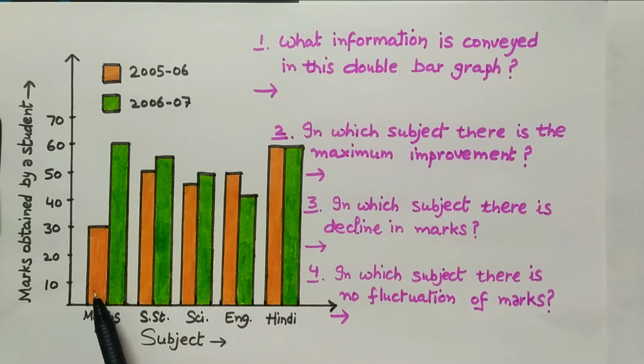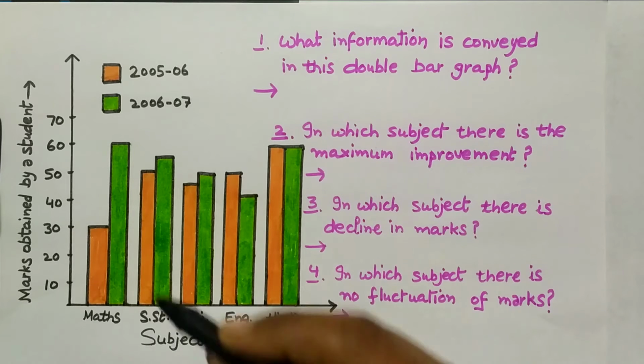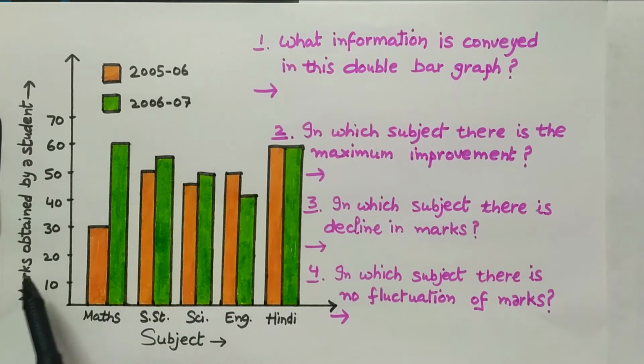One color is orange and the other one is green. Let us study this graph carefully. Here on the x-axis it is given maths, SST, science, English, Hindi, means subjects are given along the x-axis, and along the y-axis marks obtained by a student.